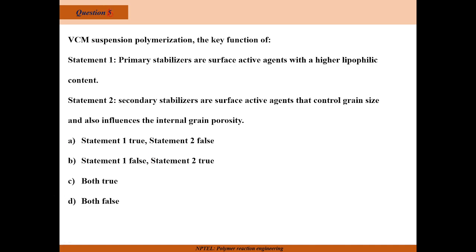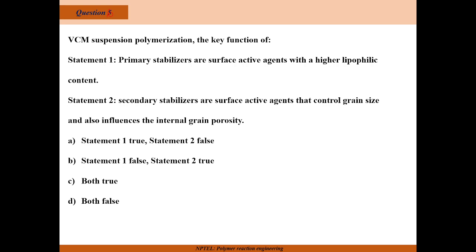Sixth question. VCM suspension polymerization. The key function is basically that there are two kinds of stabilizers in VCM suspension polymerization. One is the primary stabilizer and the second one is the secondary stabilizer. The first statement states that the primary stabilizers are surface active agents with higher lipophilic content, and the secondary stabilizers are surface active agents that control grain size and also influence the internal grain porosity.